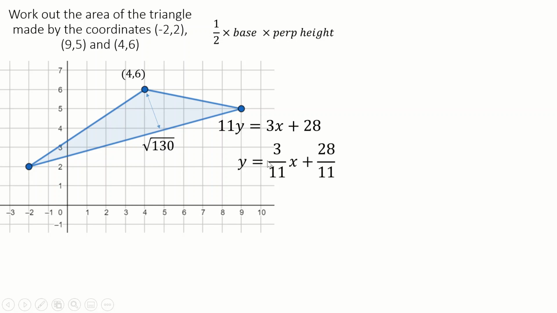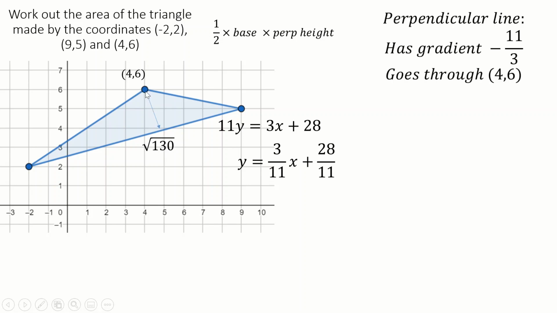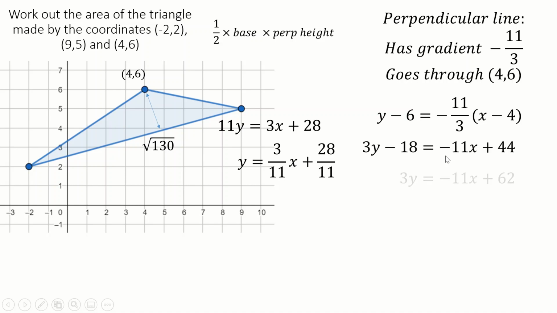Well, if this line, dividing by 11, has gradient 3/11ths, because this is a perpendicular line, it must have gradient minus 11 over 3, the negative reciprocal. I know it also goes through the point (4, 6), and so the equation of that line, again using y minus y1 equals m(x minus x1), is going to be this. Sort that out, and you get something that looks a bit like this.